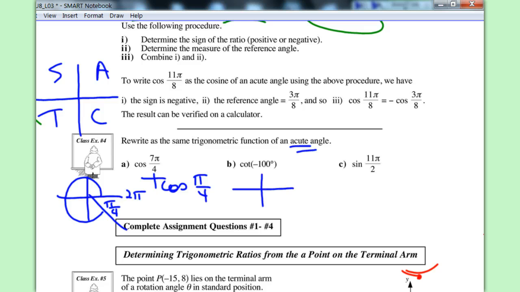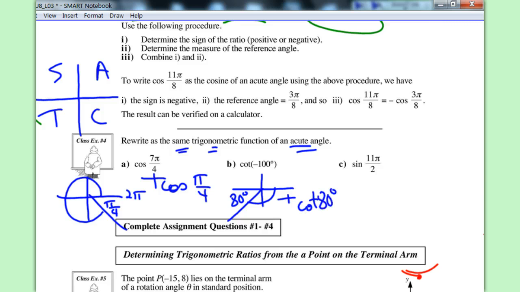Well, that takes us into quadrant 3, but there's an 80-degree reference angle there, and tangent's positive there, so this would be equal to, we want the same trig function, so we don't want tangent. This would be equal to positive cotangent of 80 degrees. And lastly, 11 pi over 2.